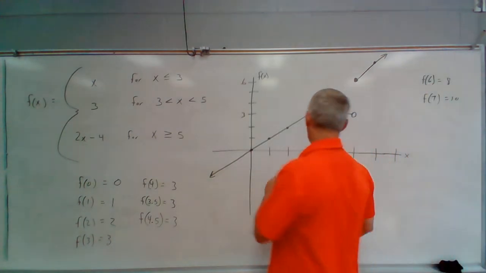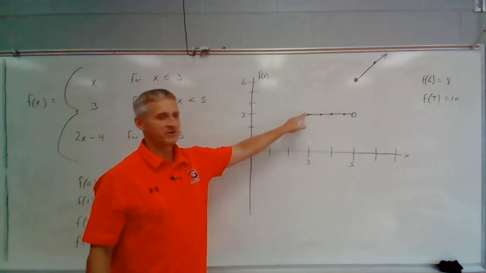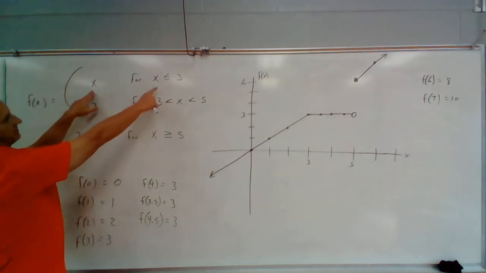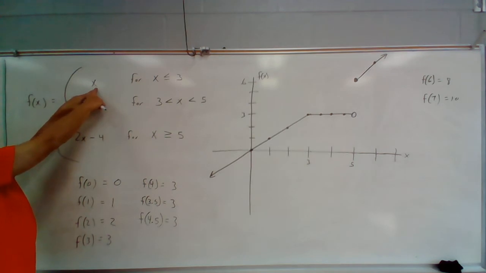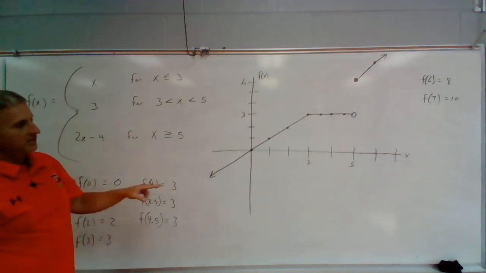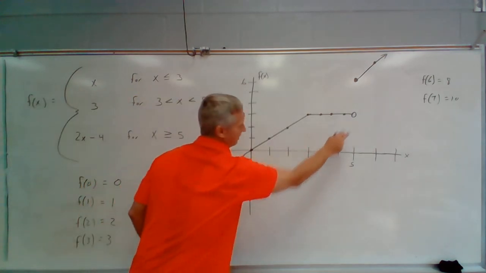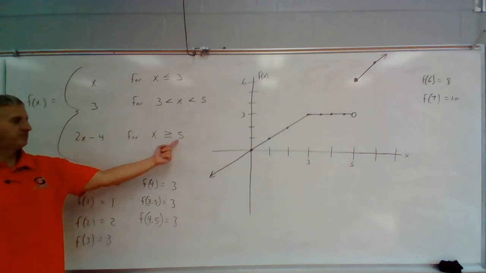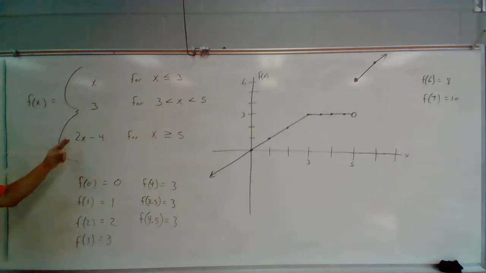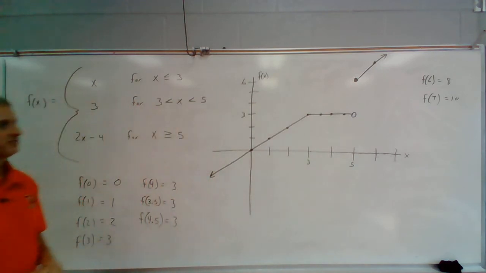Again, if I plug 3 into the function, I get a 3 out of it. The point (3, 3) is on the graph because 3 is equal to 3, so I use this equation, and I get 3. The point (5, 3) is not on the graph. There's an open circle there, a hole, because I'm not allowed to plug a 5 into this equation. A 5 has to go into this equation, and that'll give me 2 times 5 is 10, 10 plus 4 is 6. So the point (5, 6) is actually on the graph.